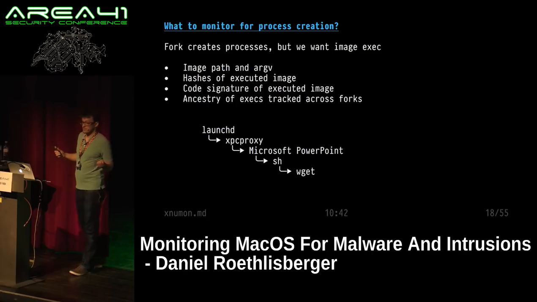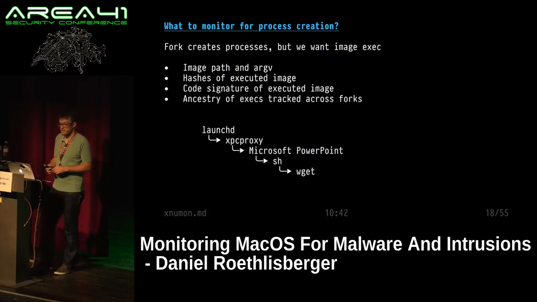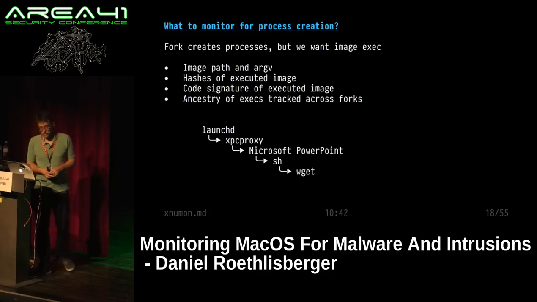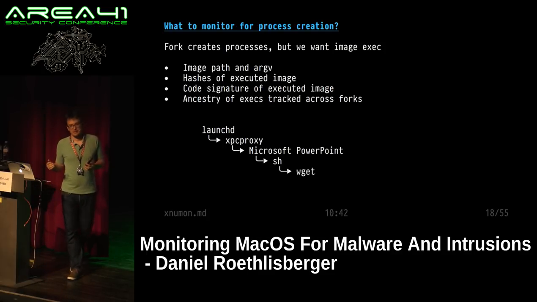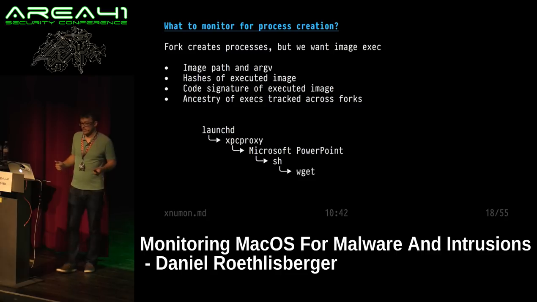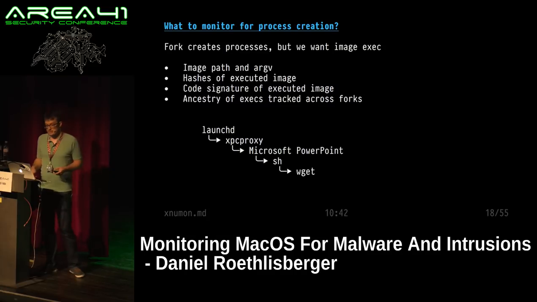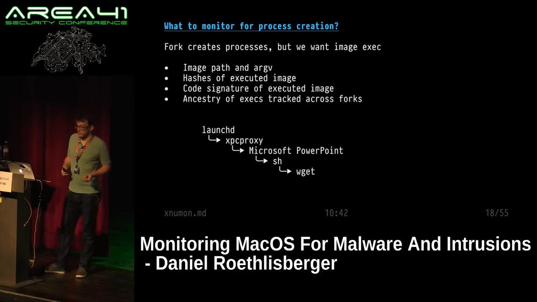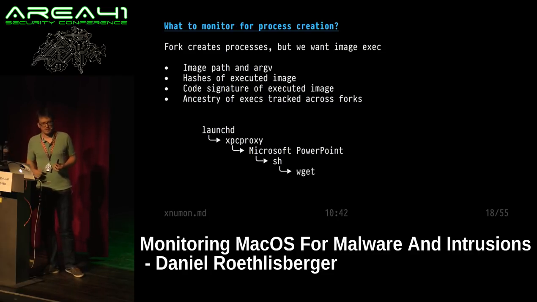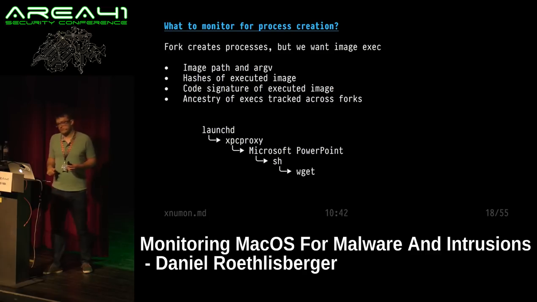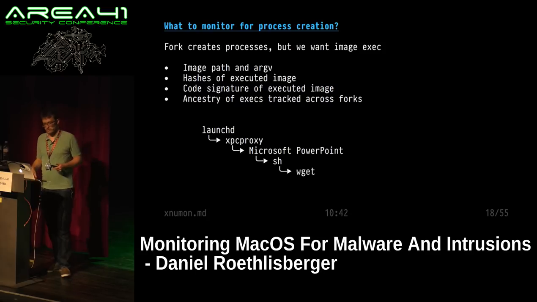So what do I want to monitor at process creation? What information do I want? Fork creates processes, but I'm really interested in the image that's loaded, the executable. I'm interested in the path, I'm interested in the arguments that are used to start it. I'm interested in hashes of the executable image on disk. I'm interested in the code signature. And I'm interested in which executable image started which other executable image. So not exactly the process hierarchy, but which code loaded which other code, kind of.